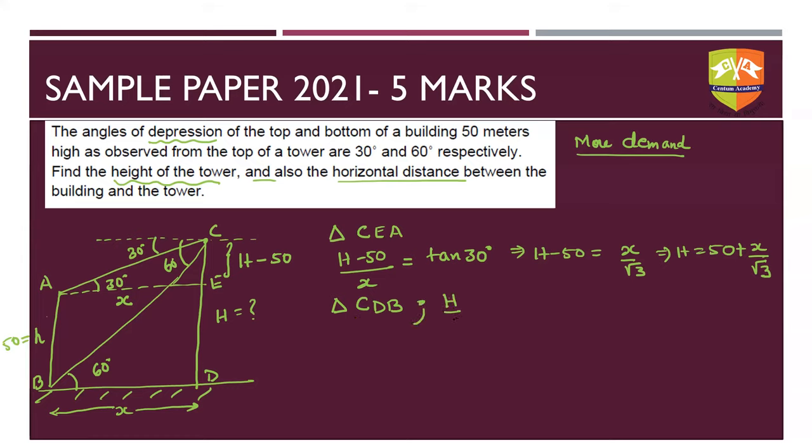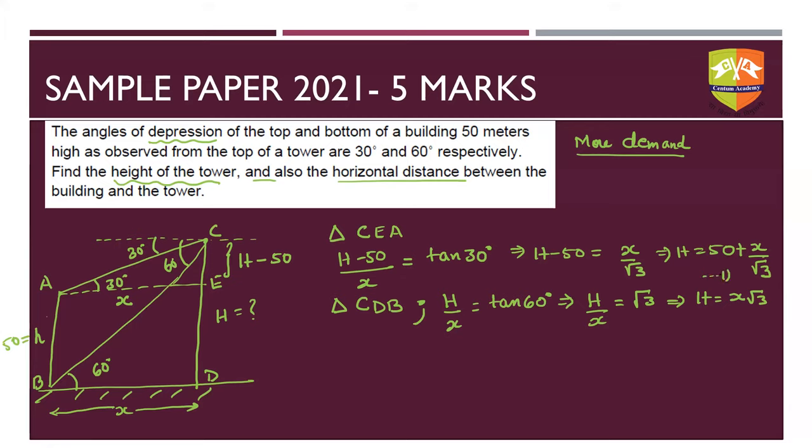In this triangle, H upon X is tan 60. Tan 60, you have to remember the right values, otherwise you will mix that up, 30 becomes 60 and gone. So always remember tan 30 is smaller than tan 60. In one, tan 30 will be 1 by root 3. Tan 60 will be simply root 3. So from here, H is equal to X root 3.